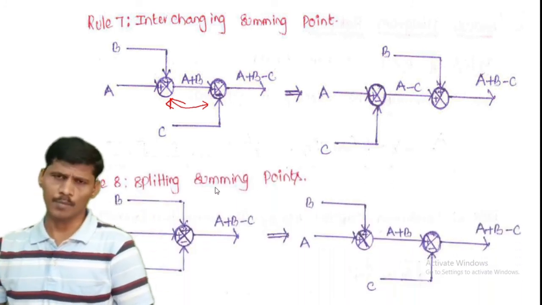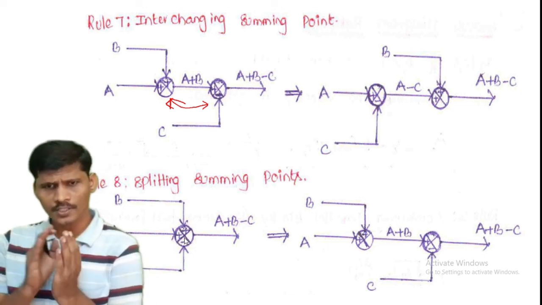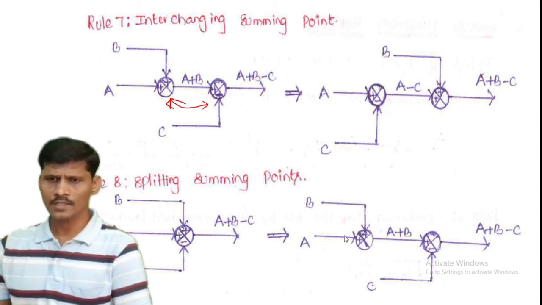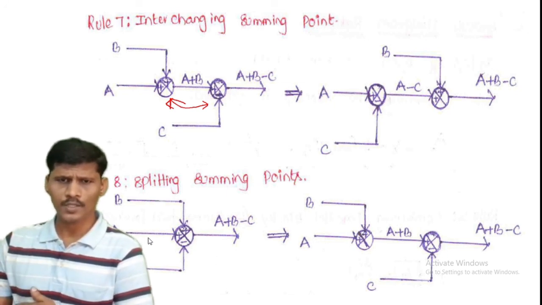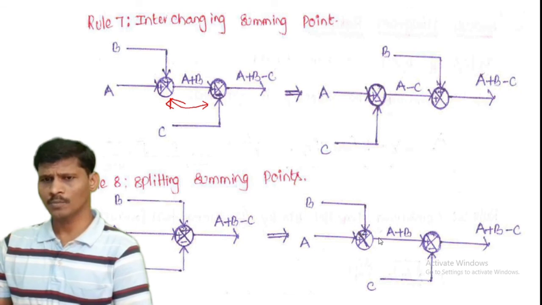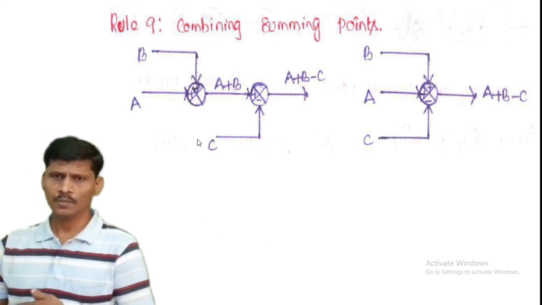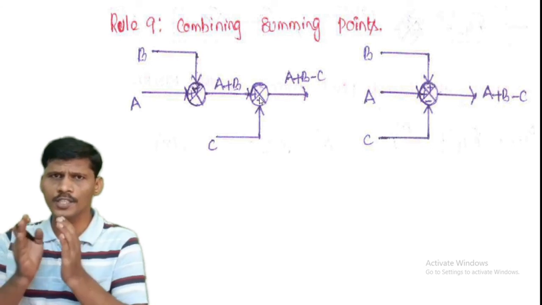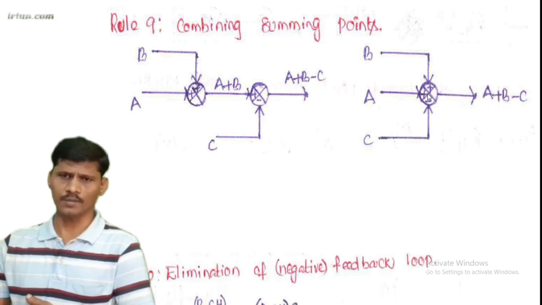Next, splitting the summing point. So this is the summing point, splitting this summing point into two summing points. This is the one summing point and this is another summing point. In this summing point, inputs are A, B, C and the output of this summing point is A plus B minus C. Now the negative sign is there, that is minus C. Splitting the summing point, this is the equivalent representation. The next rule is combining the summing point. So combining these two summing points, these two summing points can be represented as a single summing point. So that is the equivalent representation, this one.